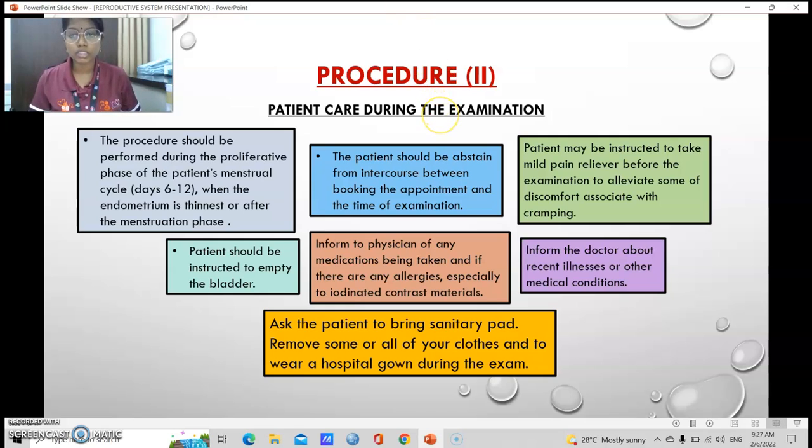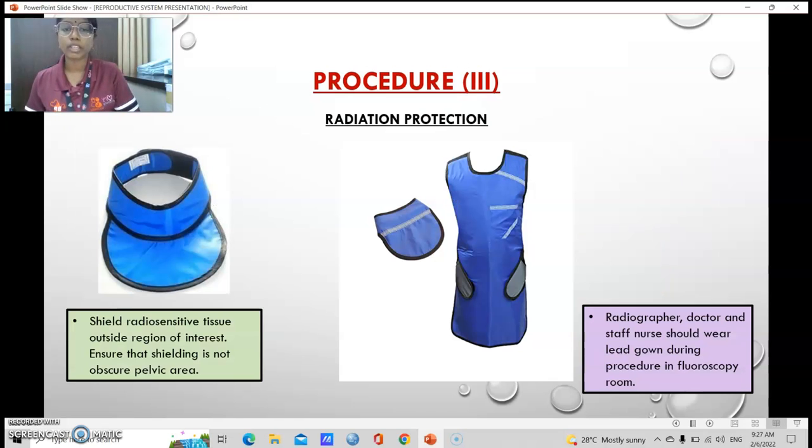Patients should be instructed to empty the bladder before the procedure. Inform the physician of any medication being taken and if there are any allergies. Inform the doctor about recent illnesses or other medical conditions. Ask the patient to bring her own sanitary pad, remove some or all of her clothes, and wear a hospital gown during the exam.